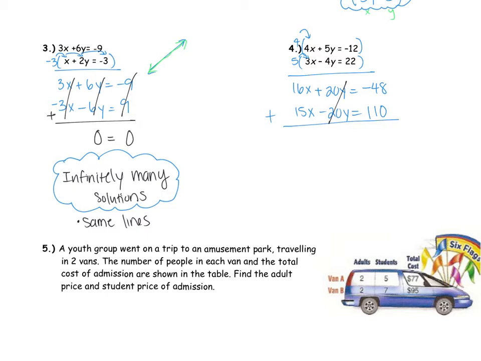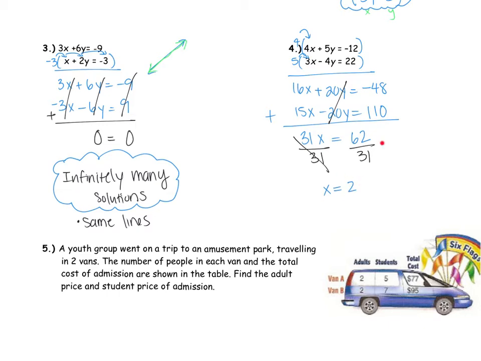From here, I can see that 16 plus 15 gives me 31. I'll bring down the x. Negative 48 plus 110. Let's see what that would be. So I'm grabbing my calculator here. So if I take 110, subtract 48 from it, I would have 62. So if I divide by 31, the 31s would cancel. x would be equal to 62 divided by 31 is 2. So I have my x.